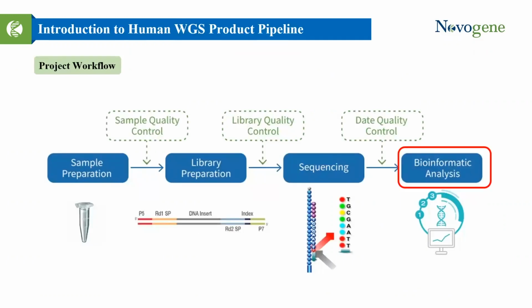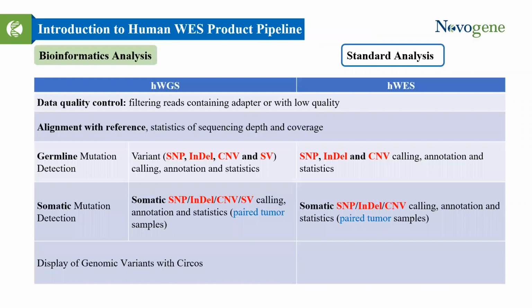After the data quality control, clean data is used for bioinformatic analysis. Data analysis in Novogene contains standard analysis and advanced analysis. Standard analysis is the basis of the advanced one. This table shows the workflow of standard analysis for human hWGS and hWES.